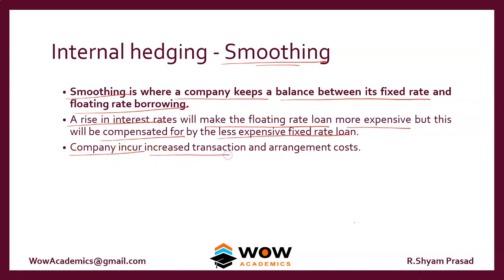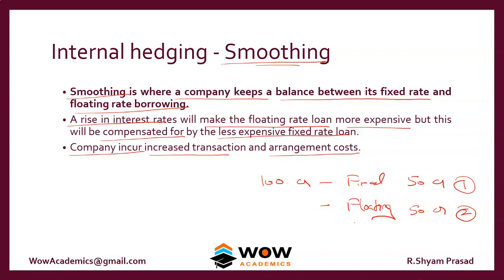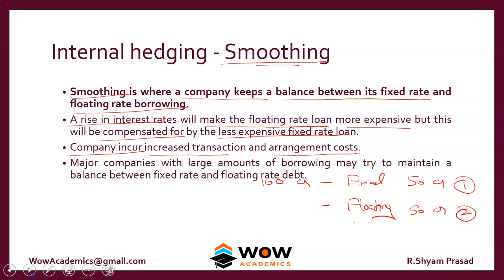The company incurs increased transaction and arrangement costs because of this. If you borrow the whole 100 crore loan as fixed, you can do it one time. If you want to do it as floating, you can also do it one time. But if you want 50 crore in one arrangement and 50 crore in another arrangement, then you are going to raise the money twice. So that will lead to more transaction cost. Major companies with large amounts of borrowing may try to maintain a balance between the fixed rate and the floating rate. So that is about the smoothing concept.